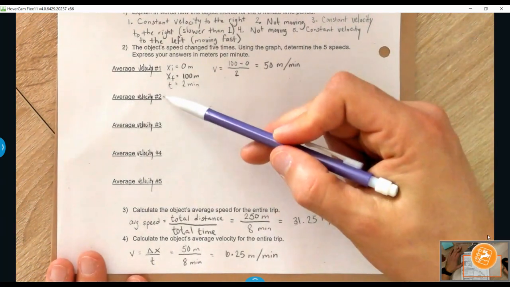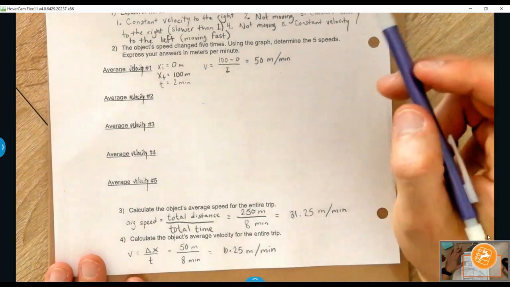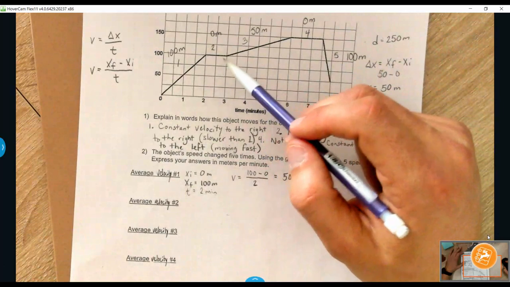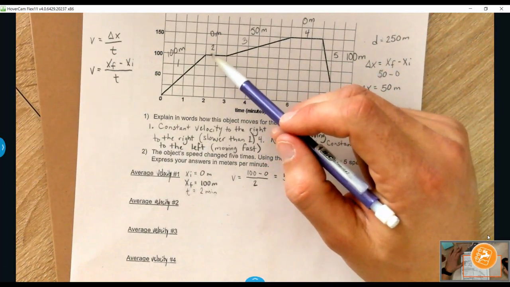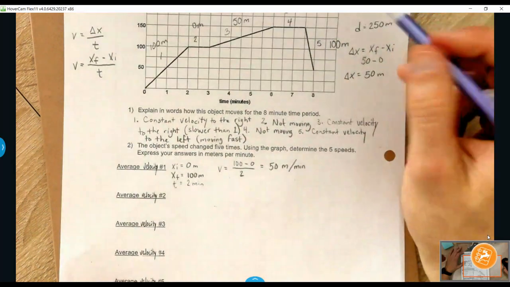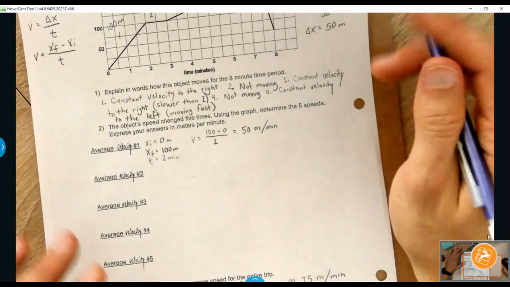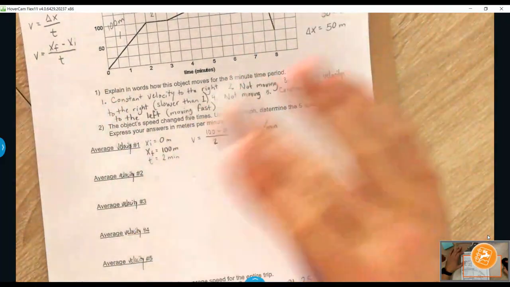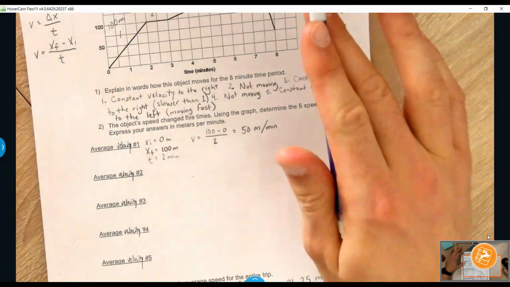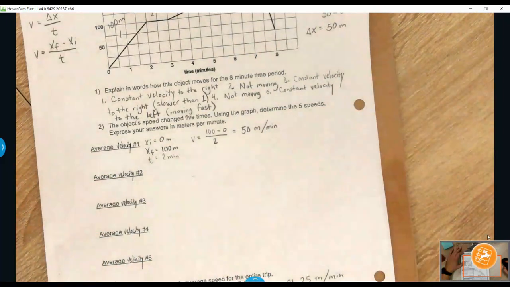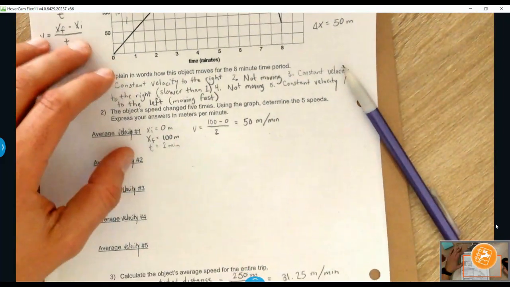Now you guys will have to find these guys here. 2 of them should be 0, which would make sense because you don't change your position. So the average velocity for 2 and 4 should be 0. 3 should be positive. And average velocity for number 5 should be negative because it changed direction. Okay? Velocity is basically speed with direction. So you can have a negative velocity, but never a negative speed. Okay? So make sure you guys finish this, please.